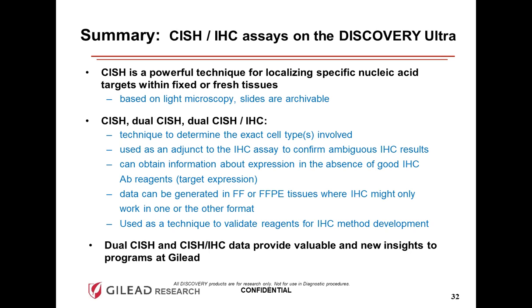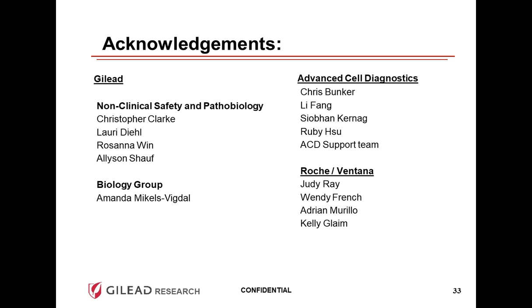And we use this technique to validate reagents for IHC method development now. It's one of the check marks that we have to check when we do antibody validation. And so using all these methods has provided valuable and new insights to many programs at Gilead. And so it's always good to have orthogonal methods, but just being able to incorporate different assays to determine specificity is our number one goal within the lab.